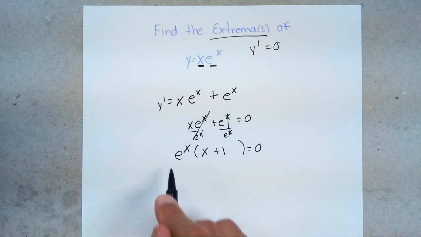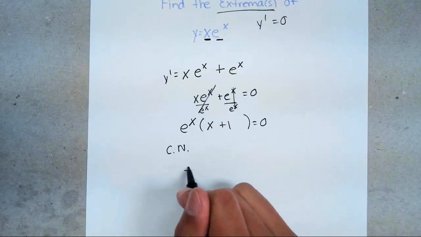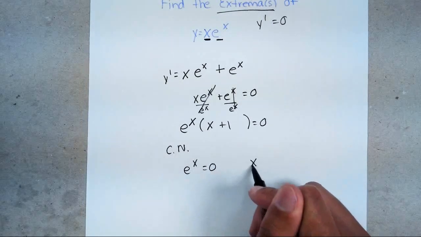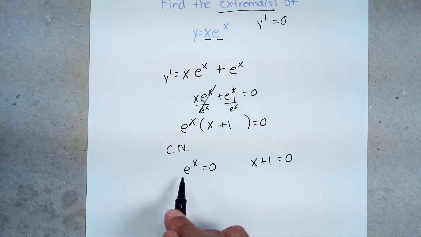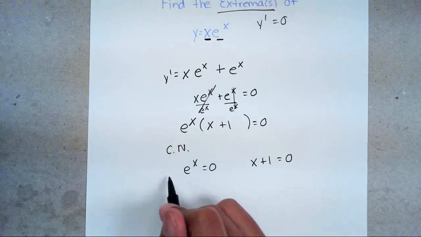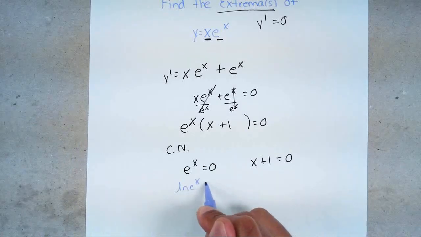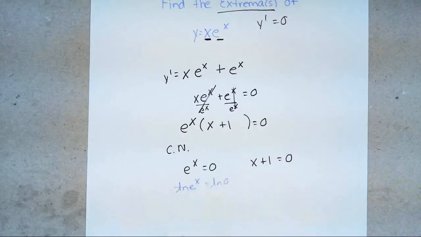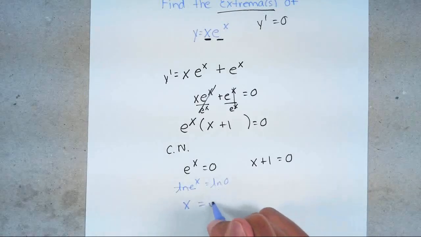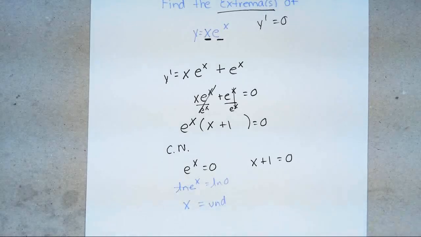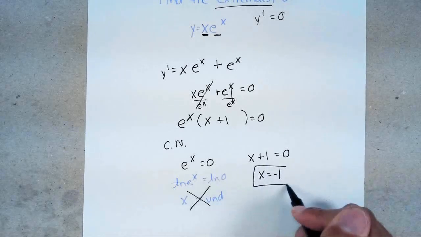Then my next step is set the inside equal to 0 to find my critical numbers, and I'm going to get e to the x equals 0, and x plus 1 is equal to 0. So then I'm going to go, well, how do I solve for e to the x? How do I get that x alone? Remember, the only way to get rid of e is by taking ln of both sides. So pretty much ln e to the x equals ln 0. Now ln and e cancel out, which just leaves me with x equals ln 0, but when you type in ln 0, that's actually undefined. So that means there's no real values for e to the x equaling 0, so there's no critical numbers. So now my next step is x equals -1, and that's the only critical number I have.